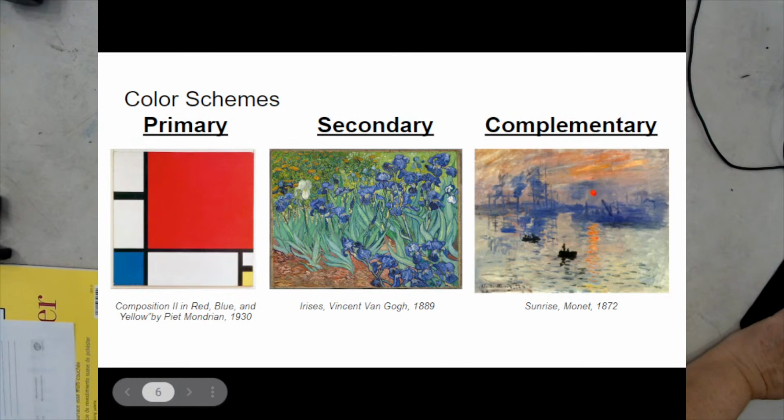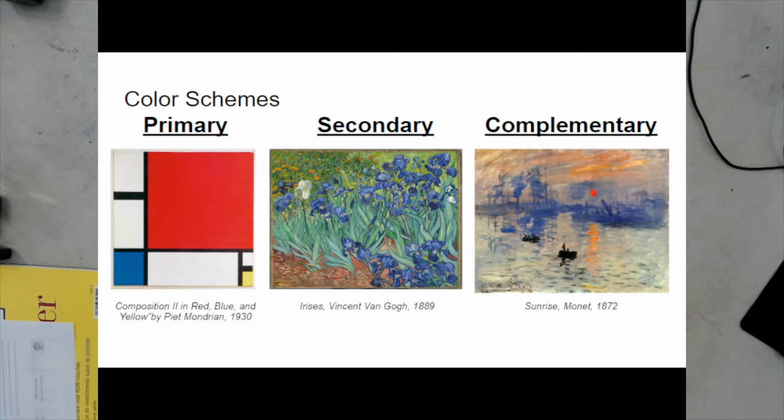So on the next page, I have 3 works from art history that are great examples of each of those different color schemes. Primary, Mondrian, with the addition, of course, of the black and white. He's known for color block images. And here we see the red, yellow, and blue. And then in these irises by Van Gogh, we see the orange, the violet, and the green. And those are your secondary color schemes.